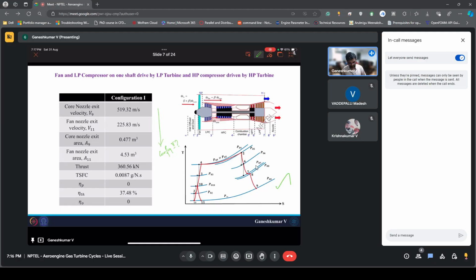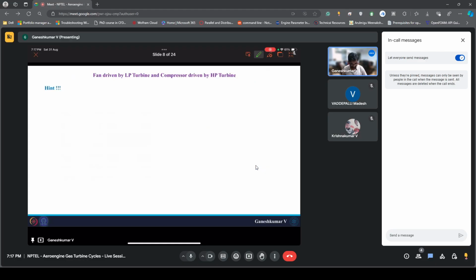So you can see until the fan there's not going to be much of a difference, and after the fan you have a compressor. The compressor is a single unit in the second configuration, which is driven by the high pressure turbine, while the fan is driven by the low pressure turbine. That is the change, right? So from the compressor there will be some difference in the calculation. Let me show you how we are going to solve this problem.